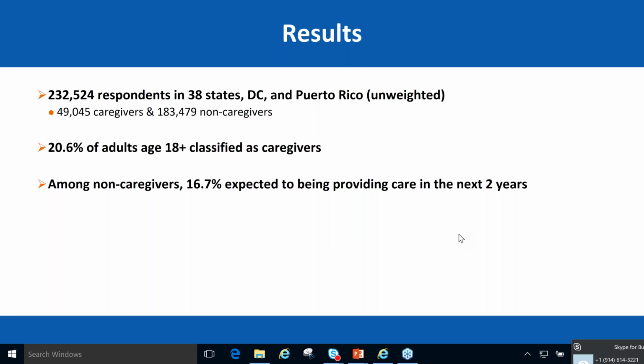And then among the non-caregivers who were asked the follow-up question about providing care in the next 2 years, 16.7%, so nearly 1 in 5, said they expected to start providing care in the next 2 years. So you can see that from a public health perspective, this is a substantial proportion of the population and is really a critical component of community supports and long-term care in the U.S. Next slide, please.